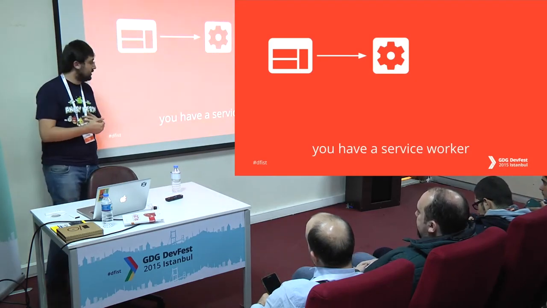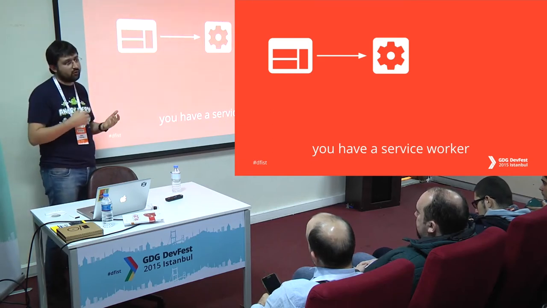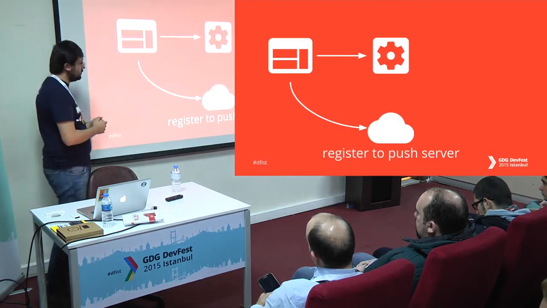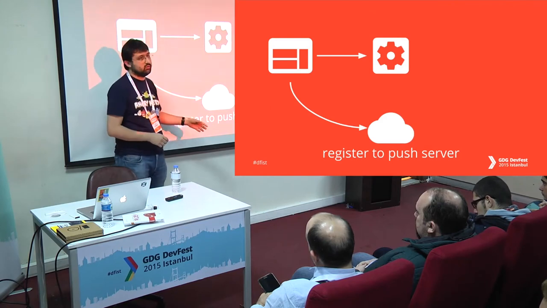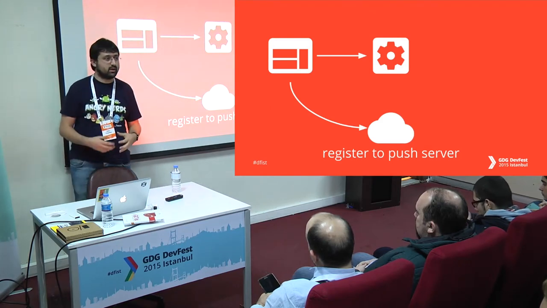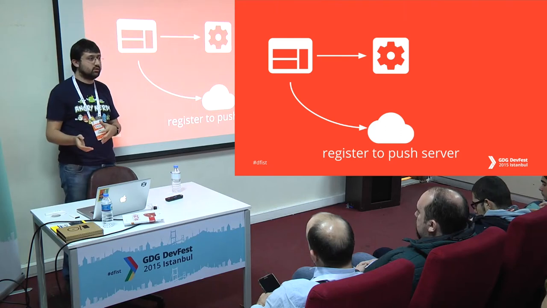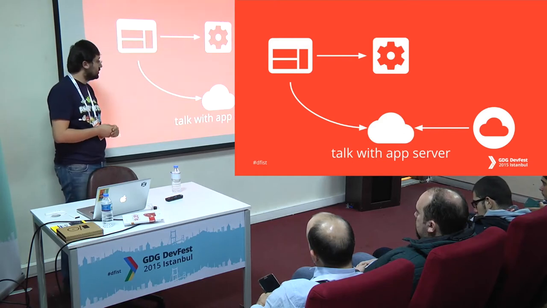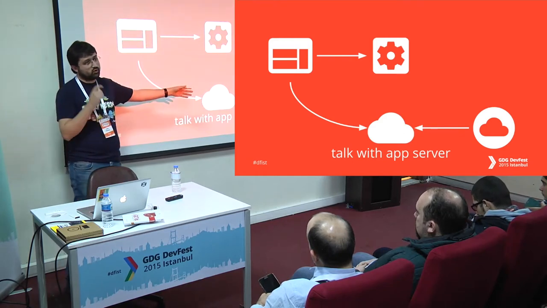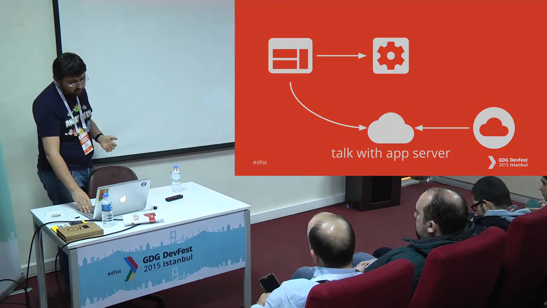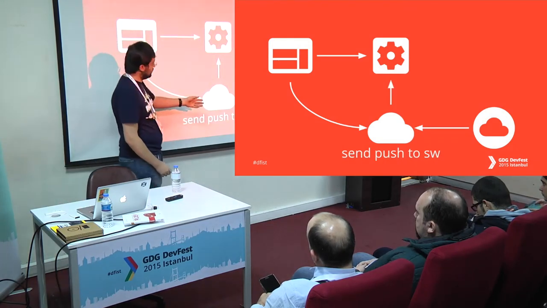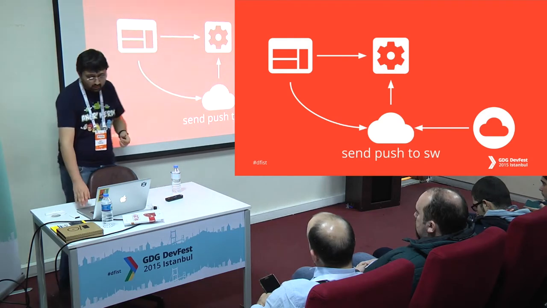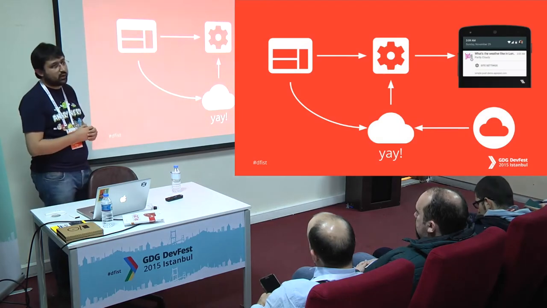You already have a service worker, and your web page has to talk with the service worker. And you have to do another step, register the push server. This push server is quite the same as Google Cloud Messaging for your Android application. You are going to register with one single line of JavaScript code. And you have another server which is serving your APIs. Your API wants to send a push to Google Cloud Messaging. Google Cloud Messaging will connect to your service worker, and your service worker will show a push notification.